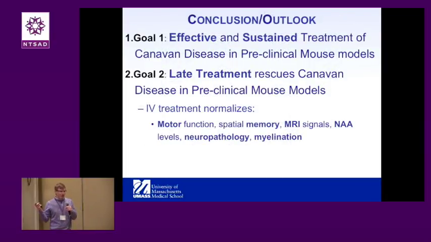Okay, I tried to basically give an update on what we have done, what is one part of our gene therapy approach. One is, can we design an effective and sustained treatment? Can we treat late CANAVAN mice and still rescue them? And I hope I could convince you that, at least in the mouse model, I think we did a pretty good job. Next one.